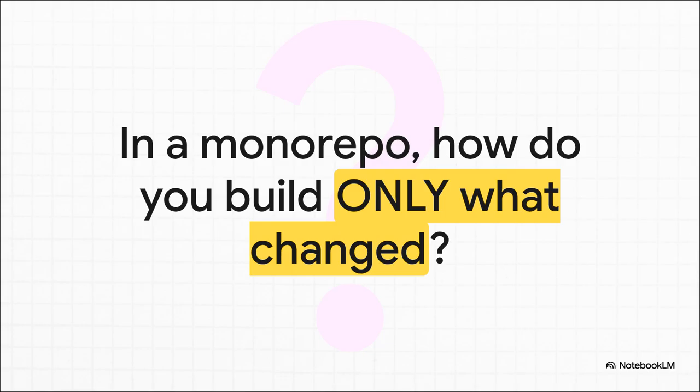All right, next up, efficiency. A lot of teams nowadays use what's called a monorepo, where all the code for all the microservices lives in one giant repository. And that's great for collaboration, but it creates a brand new problem. If a developer changes just one line of code in one single service, do you really want to rebuild and retest all 10 of them? Of course not. That's a huge waste of time and computing power.